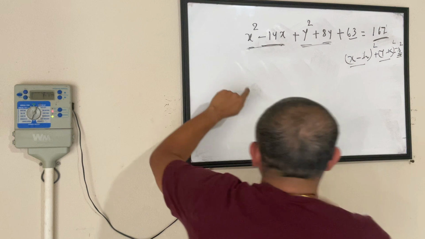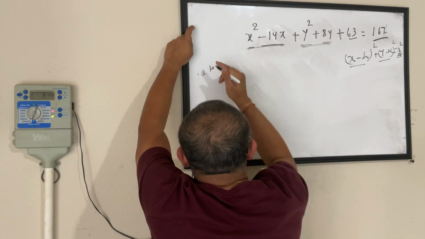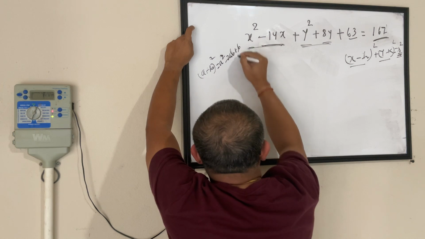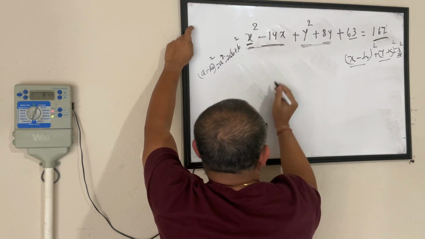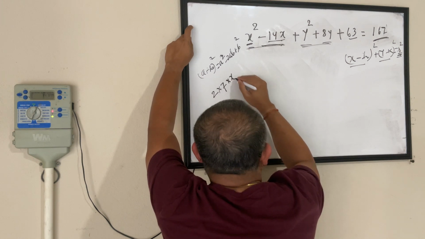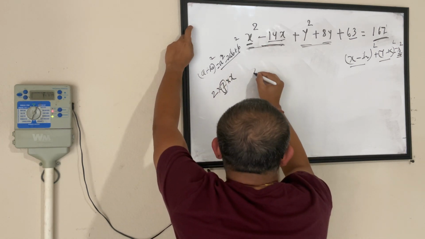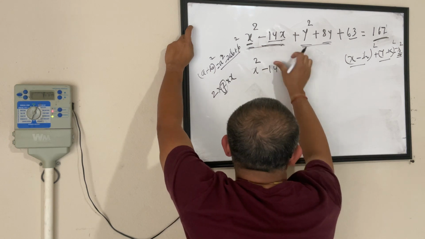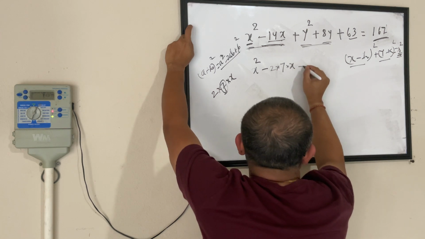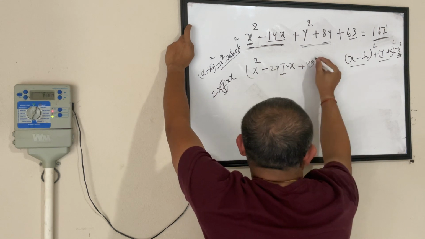Let's see. Now, a plus b squared or a minus b whole squared is nothing but a squared minus 2ab plus b squared. Here this is my a and this is 2ab, so 2 into b into a is how it becomes 14x. So this is my b in this equation. So I can say x square minus 14x, or 2 into 7x, plus b square. This is my b, so b square is 49, 7 square.